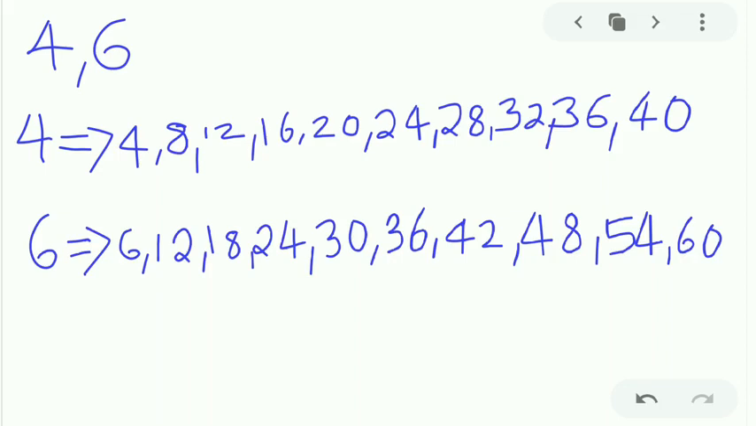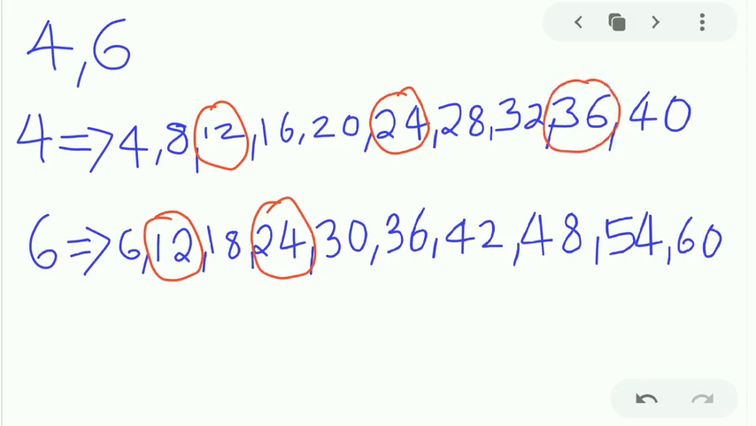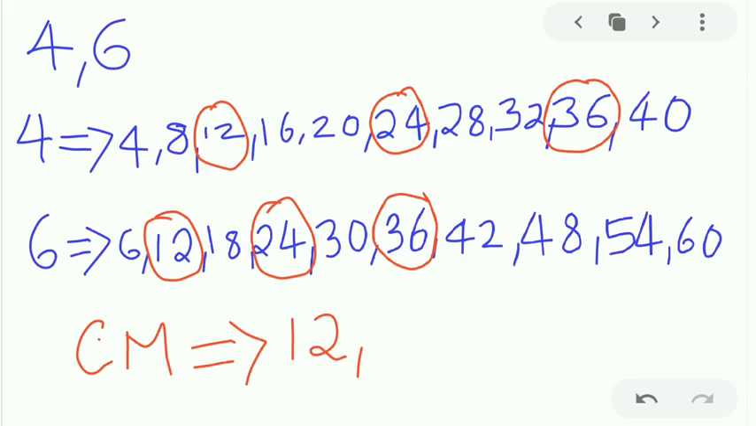You have all the multiples of 4 and 6, and you just observe the numbers which are repeating in both lists. Yes, 12 is repeating in 4 and 6. 24 is repeating in 4 and 6, 36 is also repeating, and it will continue with some more numbers like this. These are known as common multiples, which are common in both numbers. So we are listing them: 12, 24, 36.